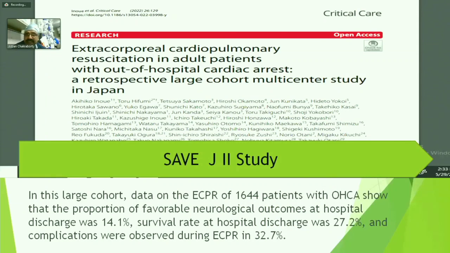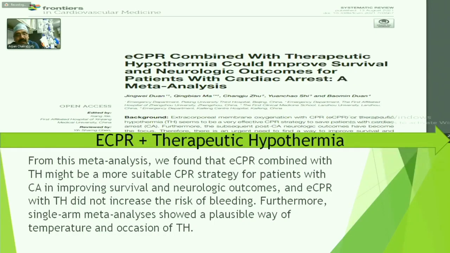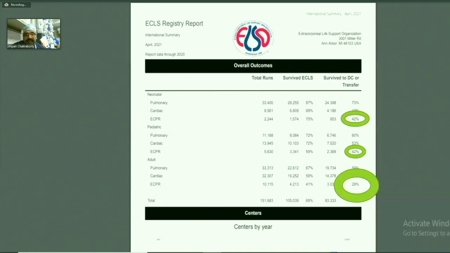This is another new study, the SAFE J2 study, which happened in Japan. They had an ECPR cohort of almost 1,644 patients where a favorable neurological outcome at hospital discharge was 14.1%, which is kind of low, but survival rate at hospital discharge was 27.2%, and complications observed during ECPR were 32.7%. And if you add therapeutic hypothermia to ECPR, that is the more suitable strategy; they found it improved survival and neurological outcome compared with ECPR without hypothermia. The traditional thinking was that hypothermia will increase bleeding, but it has not contributed that much.